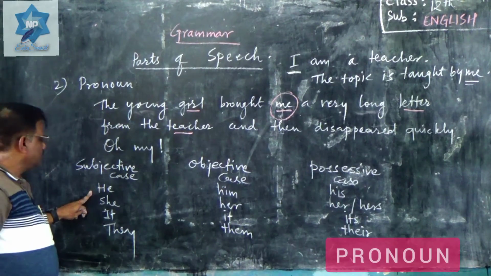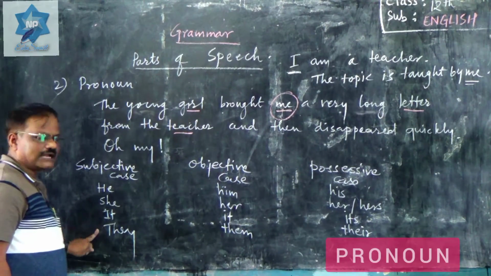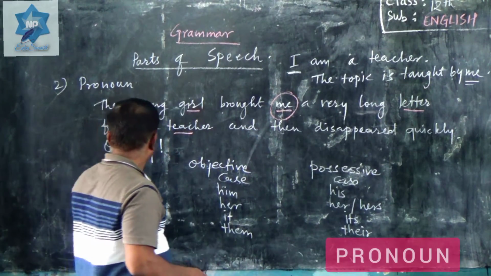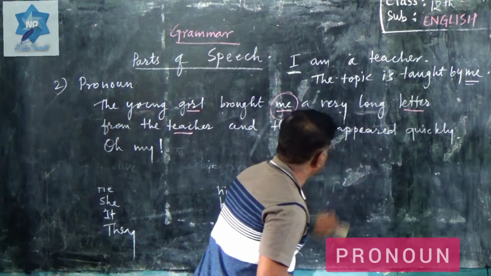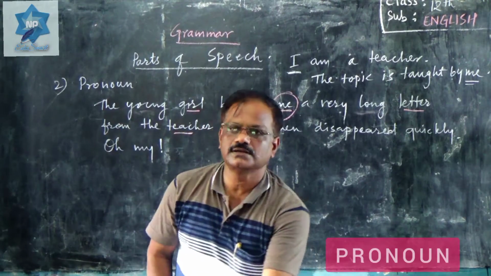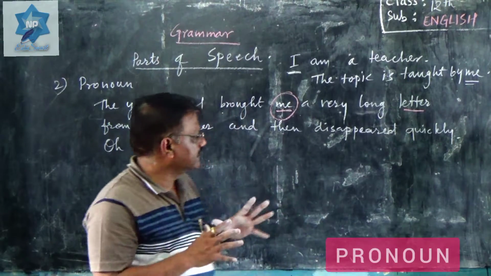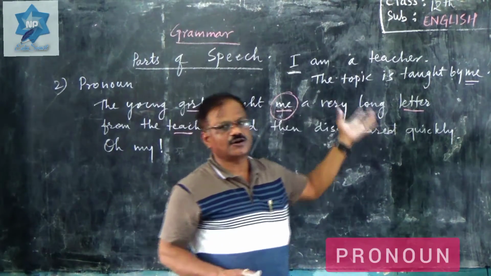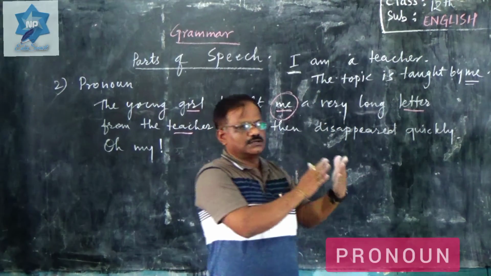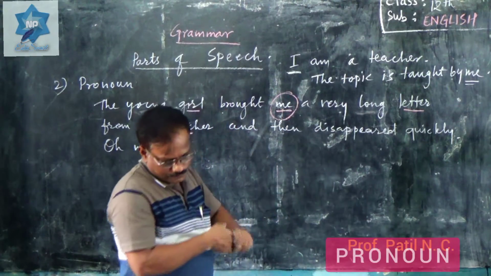He is a third person singular pronoun. She is a third person singular pronoun. It is a third person singular pronoun. And they is a third person plural pronoun. In this way, we can see how to use and what are the pronouns in English. So, again, I will tell you what are the uses of pronouns in a sentence. Just to avoid the repetition of the noun, pronouns have been used. Or just to avoid the frequency of use of noun in a sentence, pronouns have been used.